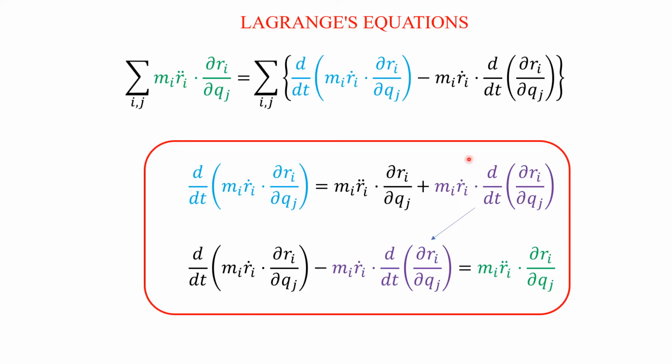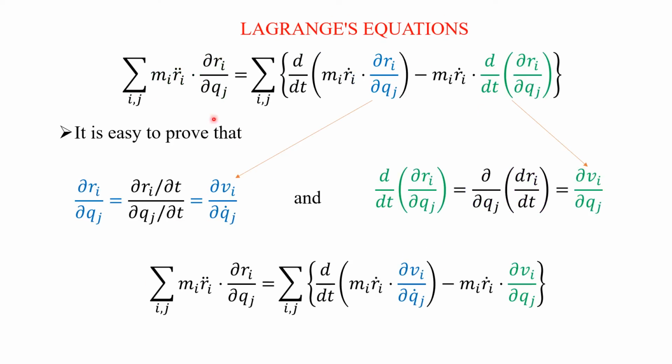Now I am going to bring this second term to the left hand side, so this plus will become minus. Now compare this equation with the second one: mi ri double dot multiplied by partial ri over partial qj. The left hand side is equal to the right hand side. So it's a very simple proof.